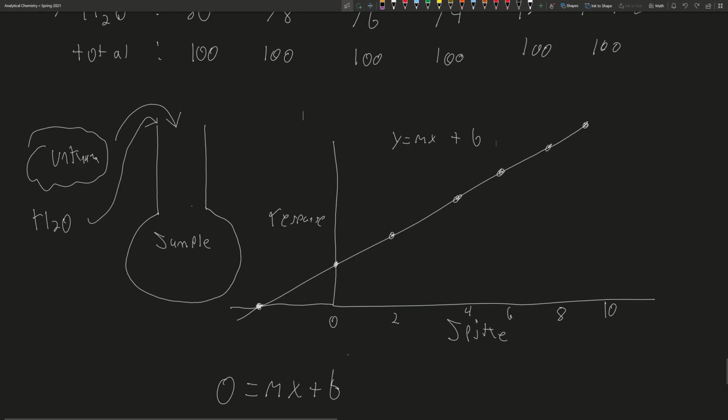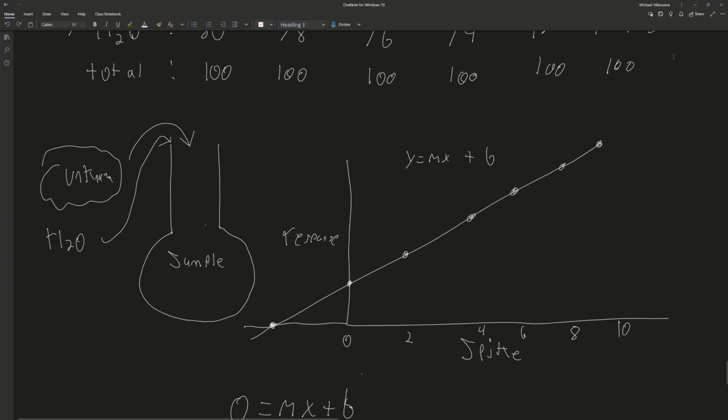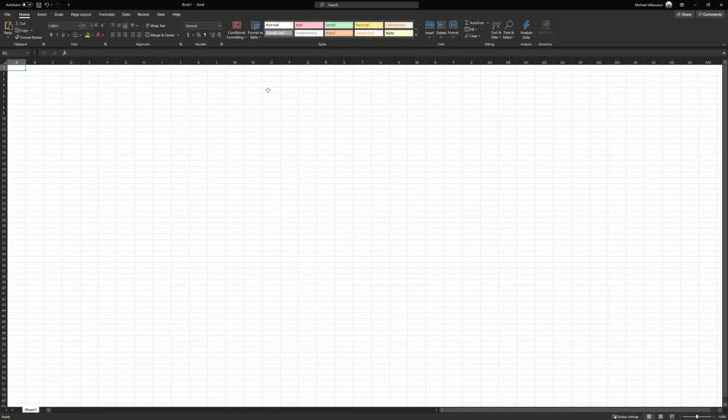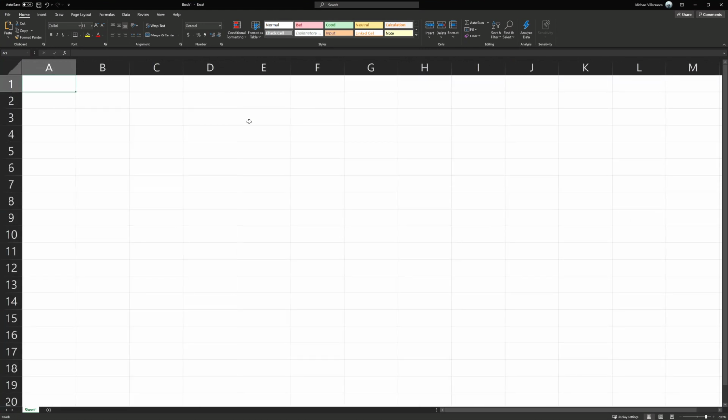So the last thing that I want to do is actually open up an Excel document and show you how to do all this nice stuff. I'm going to pop open Excel. And we are going to start with our external standard example right here. So let's call this sheet external sample.